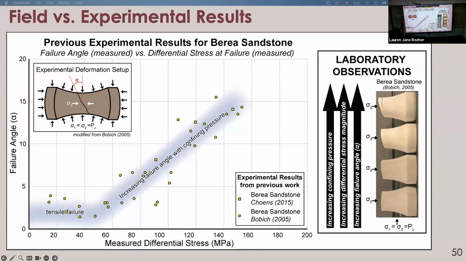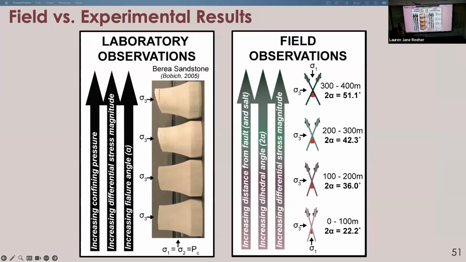So here's the previous experimental work that has been done, just to show the relationship between failure angle and differential stress. And this is in a laboratory environment. So they were able to relate an increase in failure angle to an increase in differential stress. And you can see that failure angle increasing here with increasing differential stress or confining pressure.